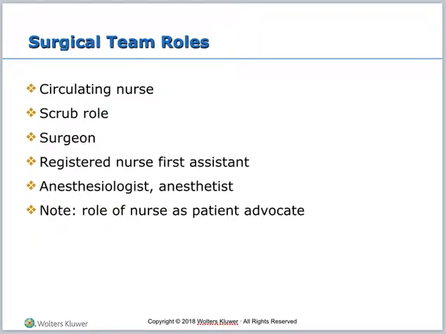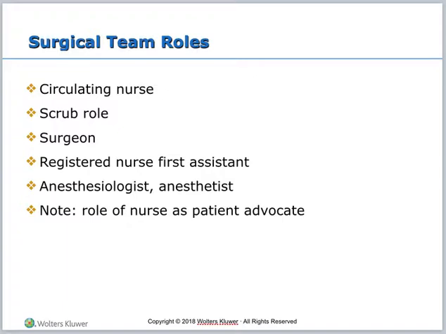So then there's team roles within the surgical team. The circulating nurse, scrub nurse, registered nurse first assistant, all of these require advanced or further training after you graduate from school. So we're just going to touch on the main roles here. For example, it's the responsibility of the scrub nurse to make sure that everything is accounted for, and that includes every single surgical instrument and every single gauze.